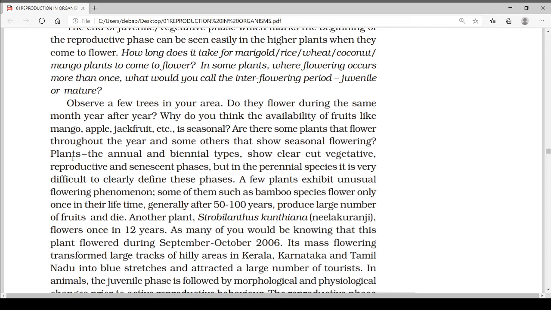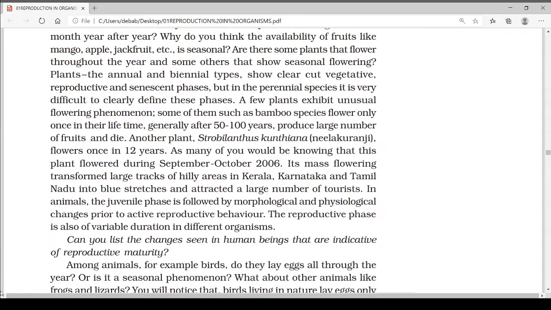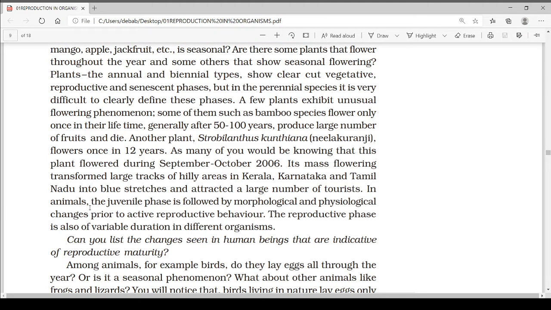Another plant, Strobilanthes kunthiana, whose common name is Neelakurinji, flowers once in 12 years. As many of you would know, this plant flowered during September-October 2006. Its mass flowering transformed large tracts of hilly areas in Kerala, Karnataka, and Tamil Nadu into blue stretches and attracted a large number of tourists.